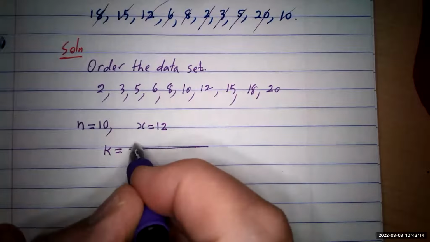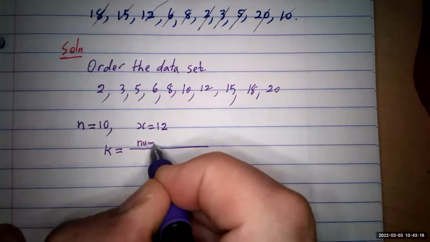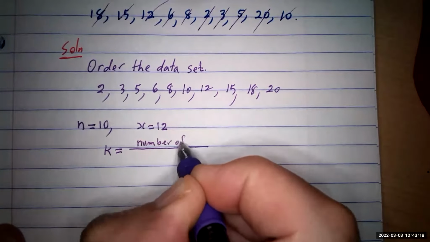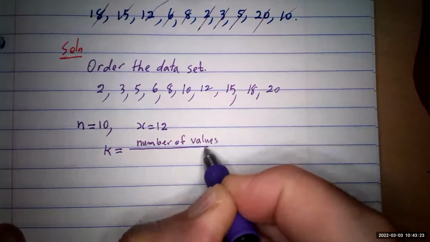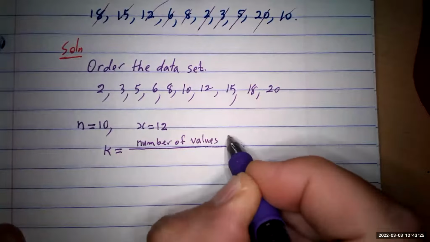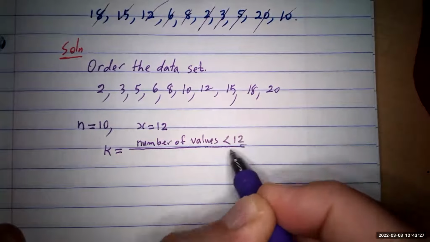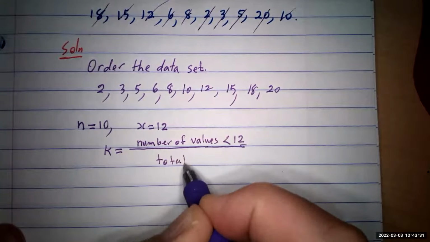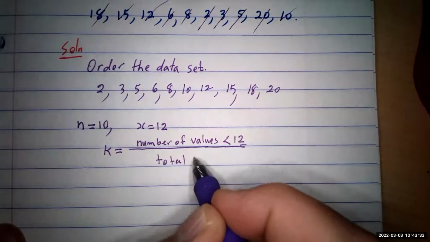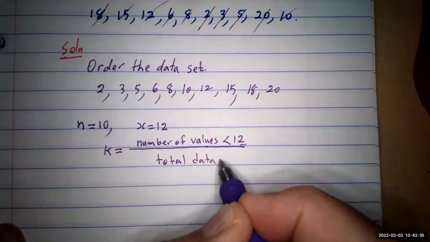In this case, you have to count how many numbers you have. The number of values less than 12 divided by the total number of data values.